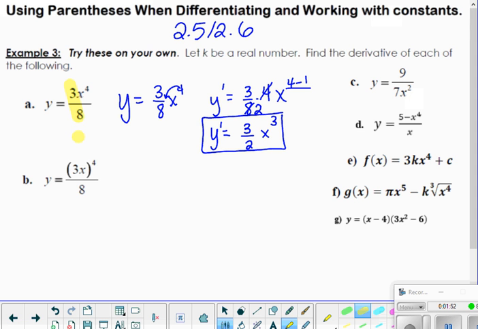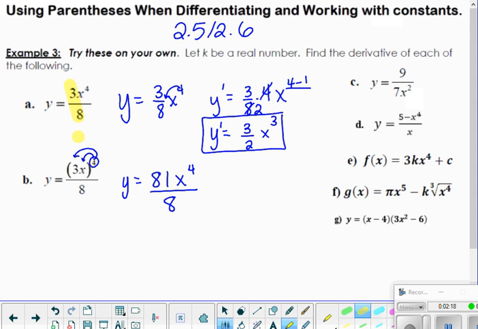Example B, it is not a 3/8, is it? Because this 4 is outside the parenthesis, this 4 applies to both of them. Draw those arrows so you can see that happening, or remind yourself that that's happening. So 3 to the 4th. 3 times 3 is 9, times 3 is 27, times 3 is, oh yeah, 81. 3 to the 4th is 81 over 8.